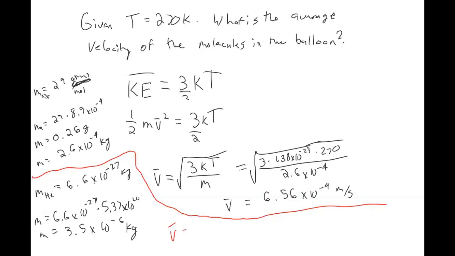And so now the velocity for the helium would be the same equation, but now it's a different mass. And because the helium is less massive and it's in the denominator of our equation, that's going to make the average velocity be bigger.